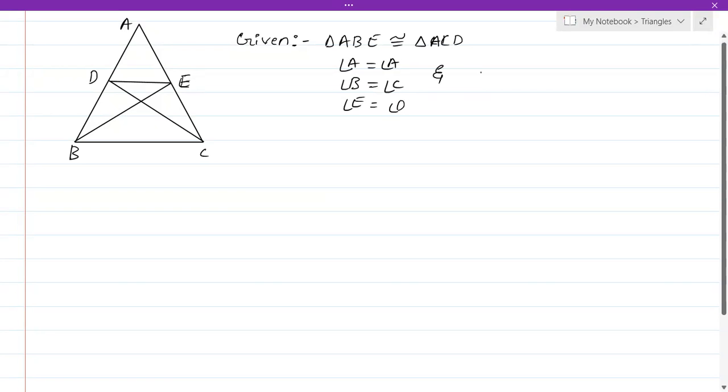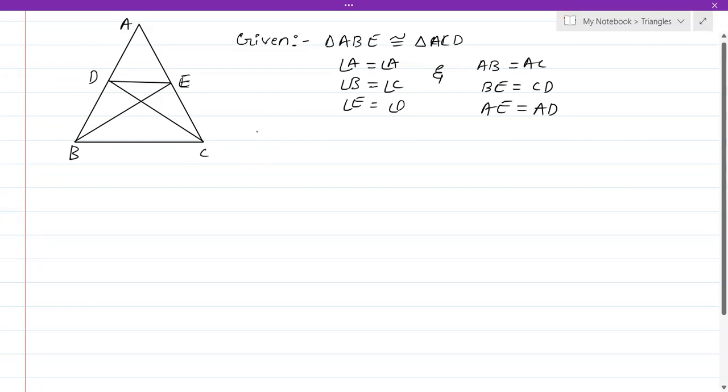Along with this, we can also say that the corresponding sides are equal. If it is similar, corresponding sides are in proportion, that is, the ratios will be equal. But here the triangles are congruent. Therefore, we can tell corresponding sides are equal instead of proportion. So I can tell AB equals AC, BE is equal to CD, and AE is equal to AD. If two triangles are congruent, the angles are equal and sides are equal. But if two triangles are similar, angles are equal, but the sides are not equal. The sides are in proportion.